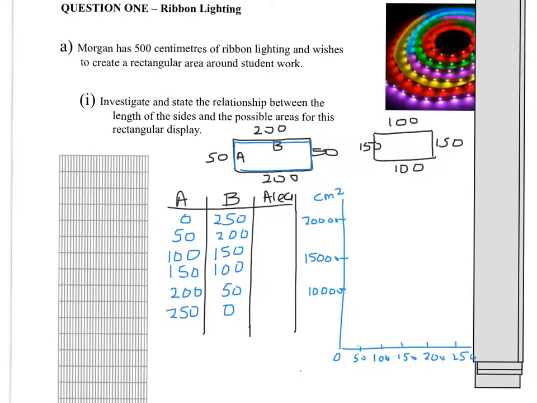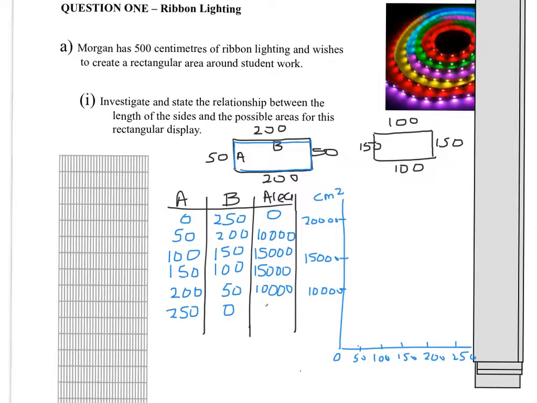Now the area, we multiply. We have to times the length by the width of the rectangle. So I'm going to have 0 area here. 50 times 200 is 10,000. I'm going to squeeze these zeros in. Then I get 15,000 centimeters squared.